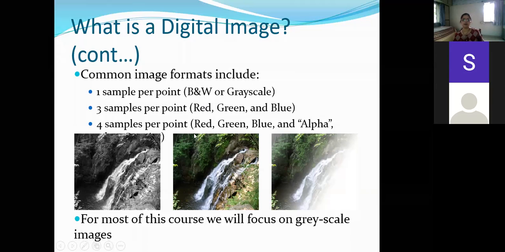There is also one more type, with 4 samples, where the fourth component is the alpha component. That fourth component might be useful to give you an idea about the depth parameter. But in our syllabus, we will be dealing with monochrome images and color images, and for most of the topics, most of the units, we will be dealing with monochrome or grayscale images.